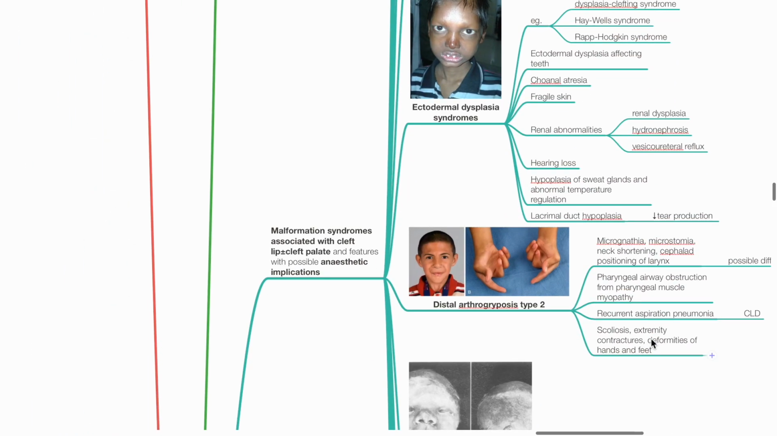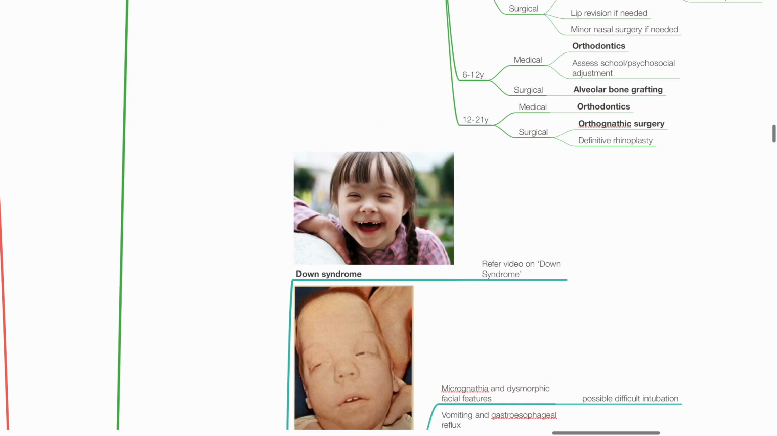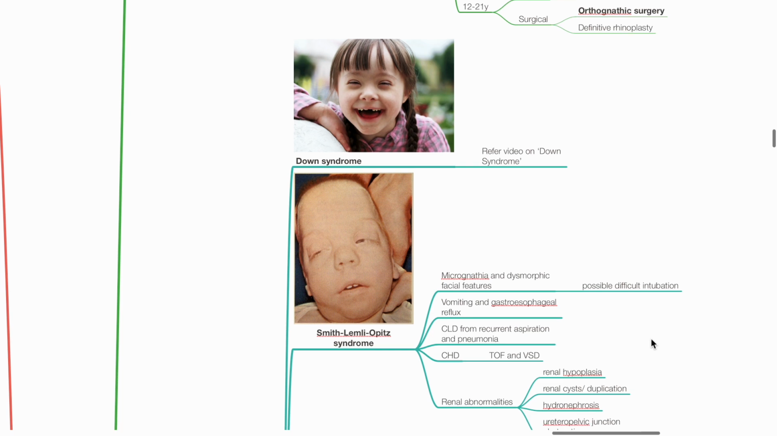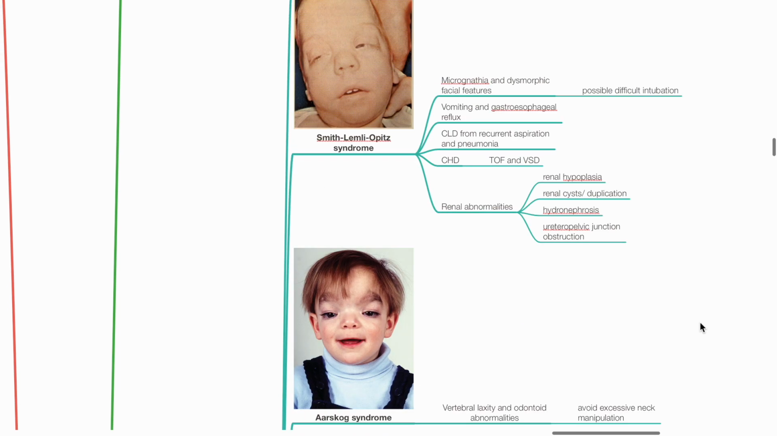Malformation syndromes associated with cleft lip and/or cleft palate and features with possible anaesthetic implications. This includes Down syndrome. Kindly refer to the video on Down syndrome for further information. Smith-Lemli-Opitz syndrome. Features include micrognathia, dysmorphic facial features, vomiting, GE reflux, chronic lung disease, congenital heart disease such as TOF and VSD, and renal abnormalities.